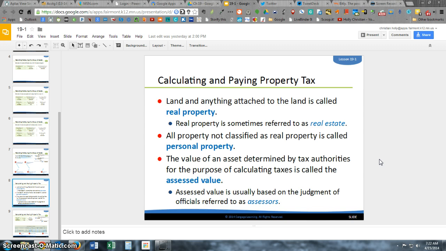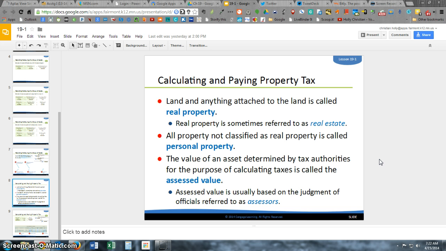You pay tax on real property, and you pay tax based on what the value is assessed at. Usually what happens is you have what's called a county assessor that comes around and will determine a value of your property, and that's what you pay taxes on. It has nothing to do with what you could sell the property for. It's just based solely on what you're going to pay taxes for. That's your assessed value, and it's based on the judgment of the assessor.